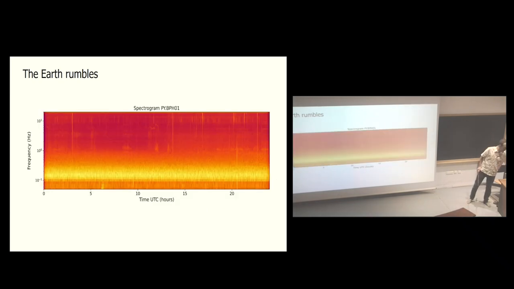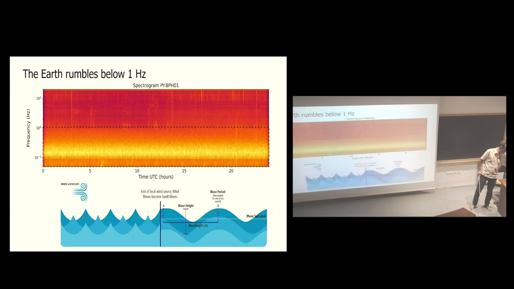And if we dive in and plot this trace as a spectrogram, you can see a wealth of interesting information in the continuous seismic data, starting with the low frequencies below 1 Hertz. So this is a spectrogram between 20 seconds and 20 Hertz. And below 1 Hertz, you see a very strong signal. This has been described for decades and is known as the microseismic activity.